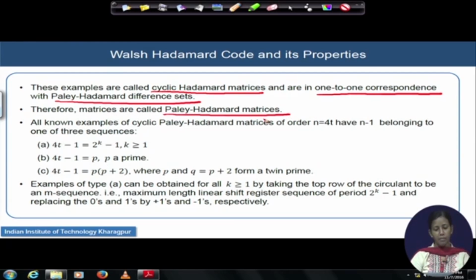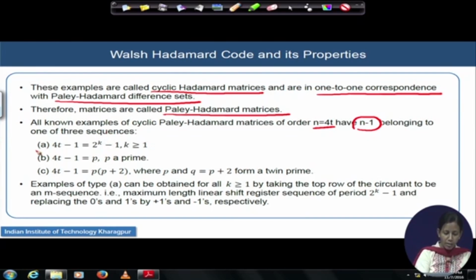So, all the cyclic Hadamard matrices are basically Paley-Hadamard matrices, and very well known examples of cyclic Paley-Hadamard matrices are of order n equal to 4t. They have n minus 1 elements inside, and n minus 1 will involve any one of these 3 sequences. For case number 1, if the order n is equal to 4t, then 4t minus 1 is equal to 2 to the power k minus 1.